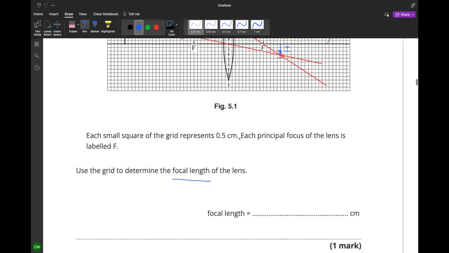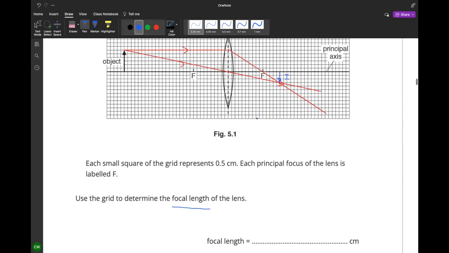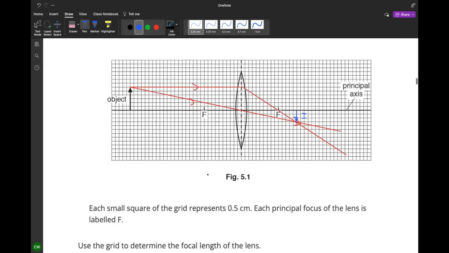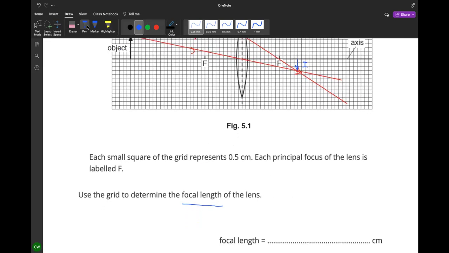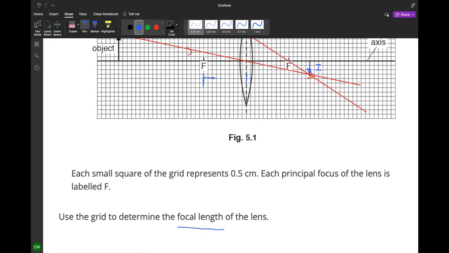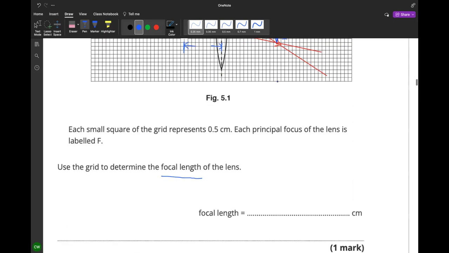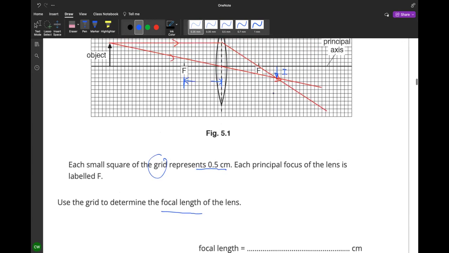Actually, we haven't drawn this one yet. By right, we need to measure the length of the focal length. So what is focal length? Can you see there's a focal point here, and then there's an optical center. So what you need to do is measure the distance from here to here, based on the grid line. Every one grid represents 0.5. So can you count how many grid lines are there from here to here?